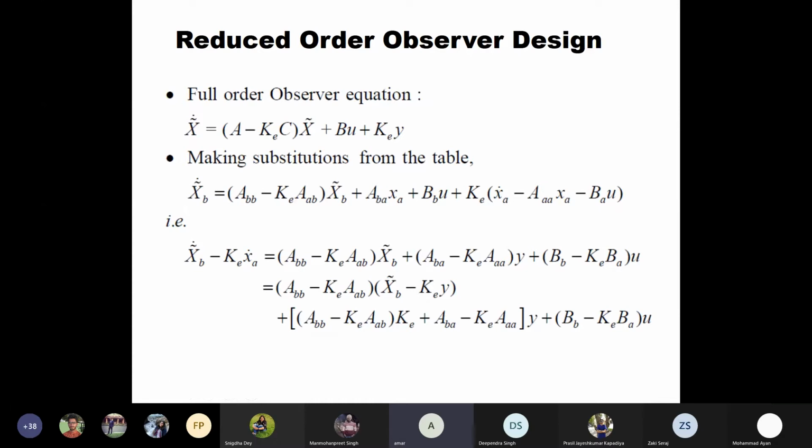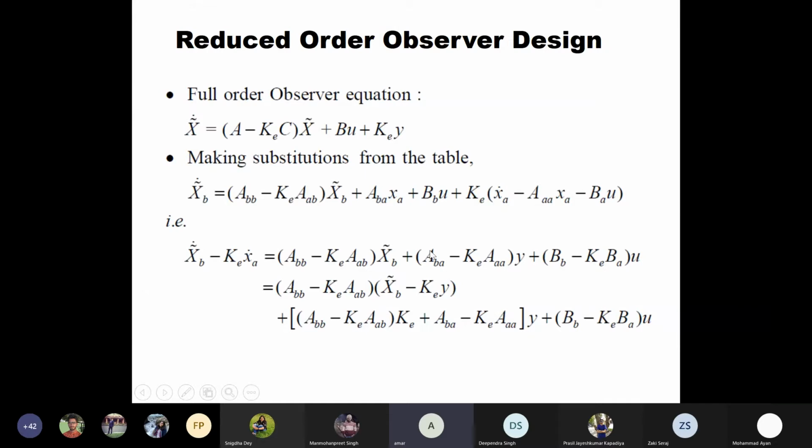Okay. So the reduced order state observer equations will become these. Now here you can see we have got x_b hat dot as well as we have got x_a dot. Now x_a is a measured quantity, so if you take its derivative, you have to take the derivative of that measured quantity. So let us see how we can replace this derivative of this measured quantity.